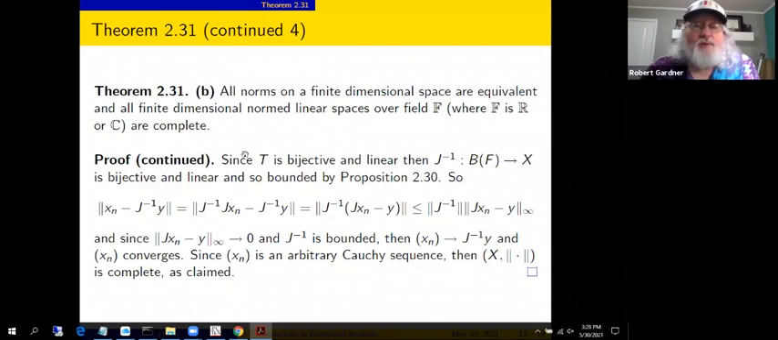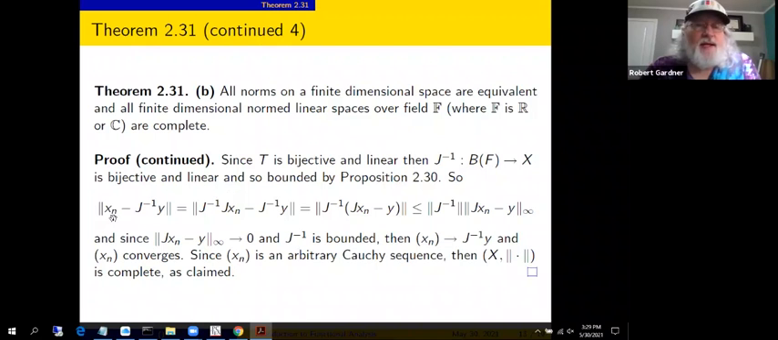Let's see, J is bijective and linear, as we saw. Forgive me, another typo there. J is bijective and linear. So J inverse, mapping B of F into X, is also bijective and linear, and that's where the bijection argument is used. It came out of the mapping of the bases, as mentioned earlier. If we have a bijective linear transformation defined on B of F, then, I'm not sure we need the bijective for that part. Yeah, we did, proposition 230. So bijective and linear, then this is a bounded transformation. So J inverse is bounded.